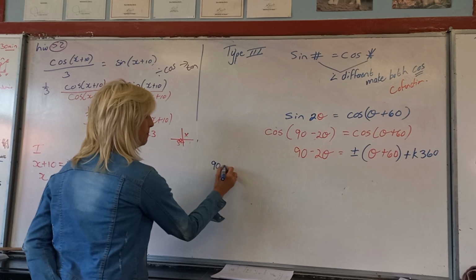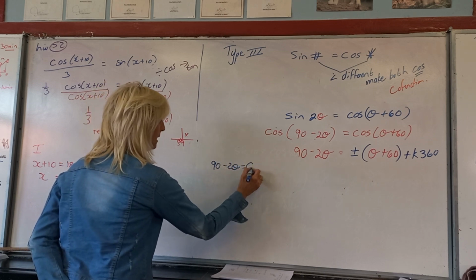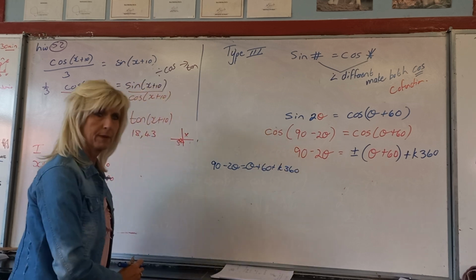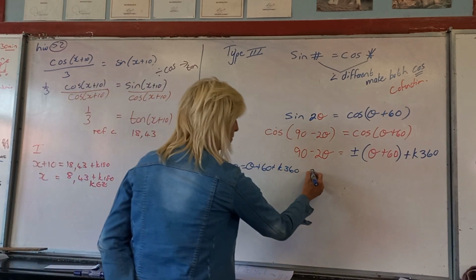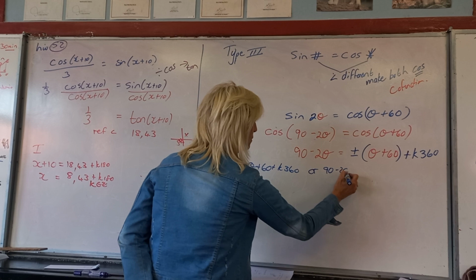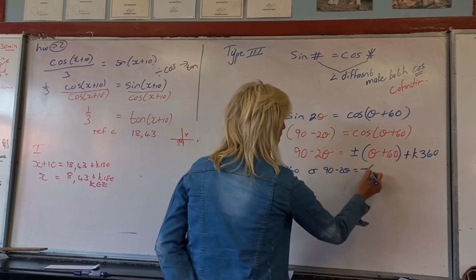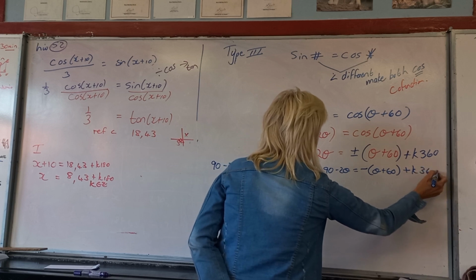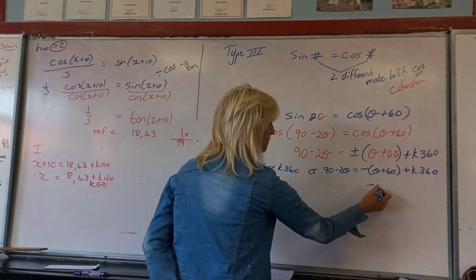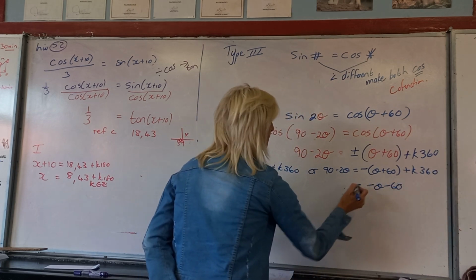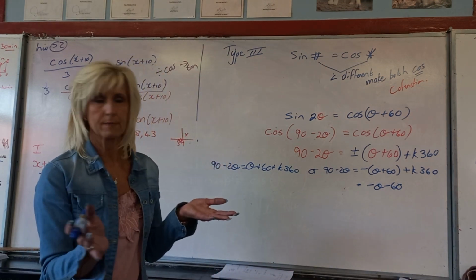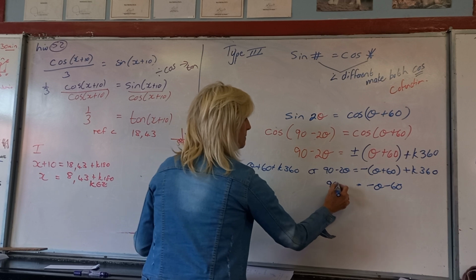So 90 minus 2 theta equals to the plus, which makes no difference. Are you with me? Or the 90 minus 2 theta equals to the, what's that negative effect going to be? Both of them are going to be negative. And please, if you want to and you can, do that in the first step, do that. But then this is going to be 90 minus 2 theta.